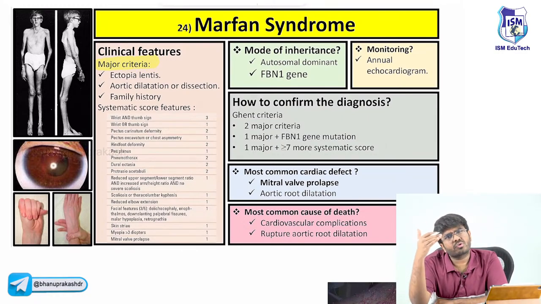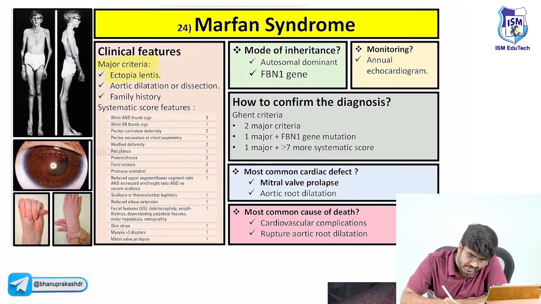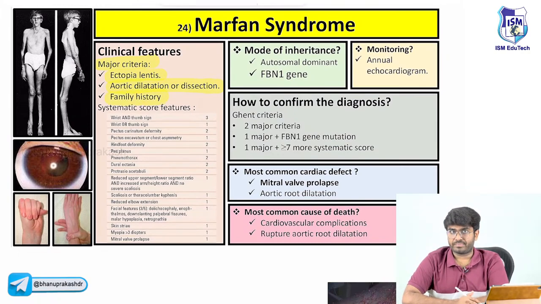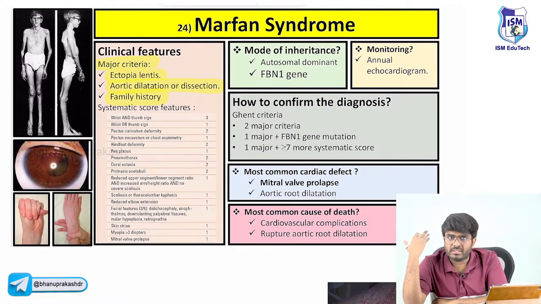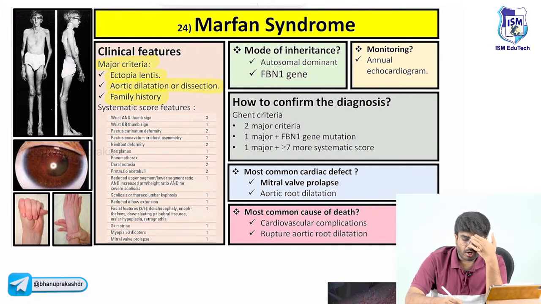I have given you so many clinical features, right? Now, what are the major criteria? Here, the major criteria are ectopia lentis, superior temporal dislocation of the lens. That's one of the major criteria. Aortic dilatation or aortic dissection, I have discussed. That's one of the major criteria. And positive family history. Why? Because it's an autosomal dominant disorder. As it's an autosomal dominant disorder, definitely in the bloodline, the father or the mother, there will be one person suffering with Marfan syndrome. So family history is positive. Ectopia lentis, along with aortic root dilatation or aortic dissection, and family history are the three major criteria. Remaining all of them are the minor criteria, sir.